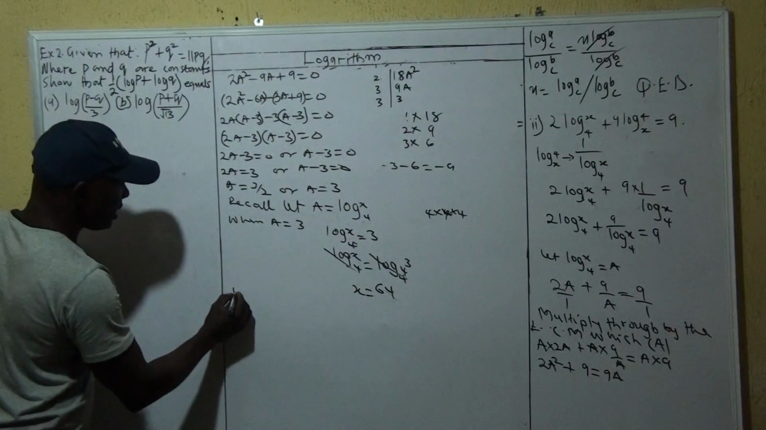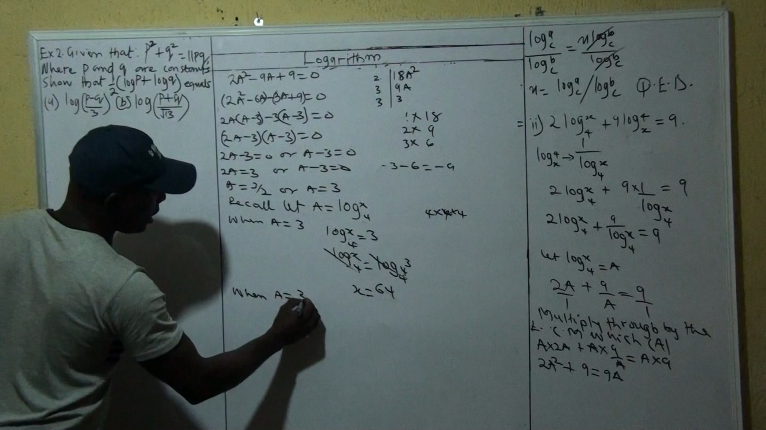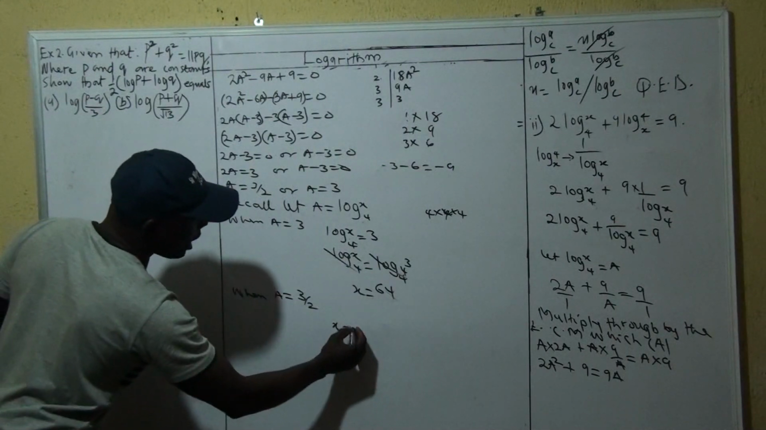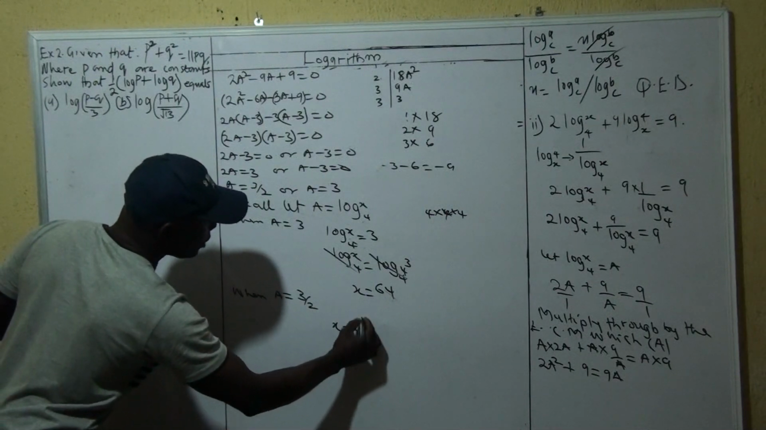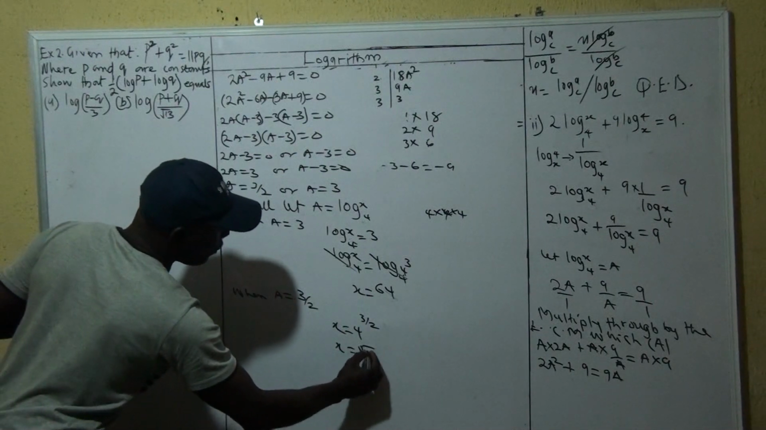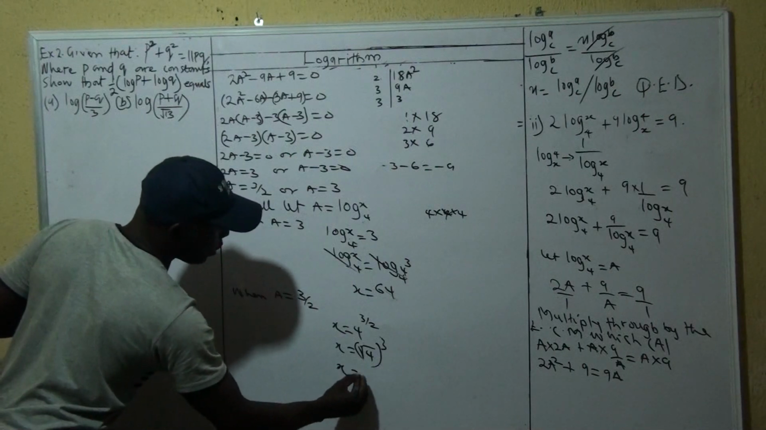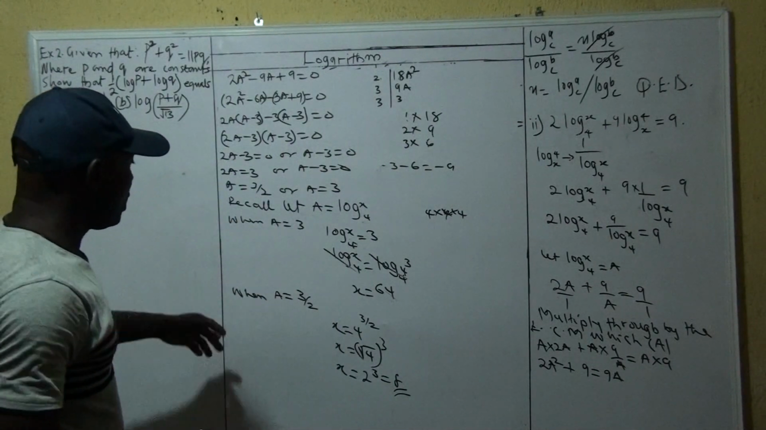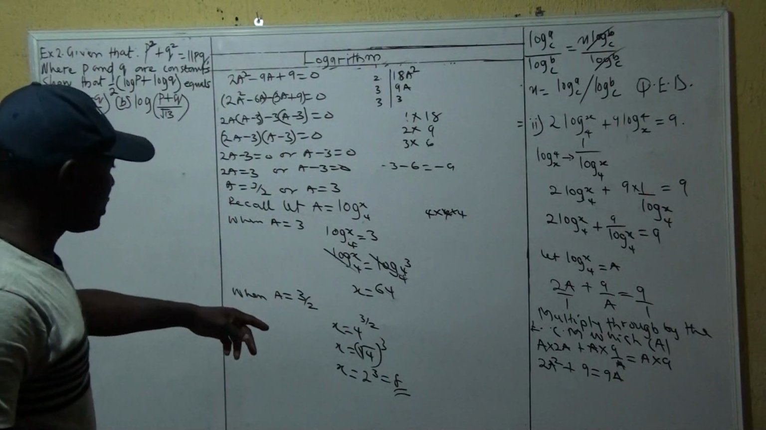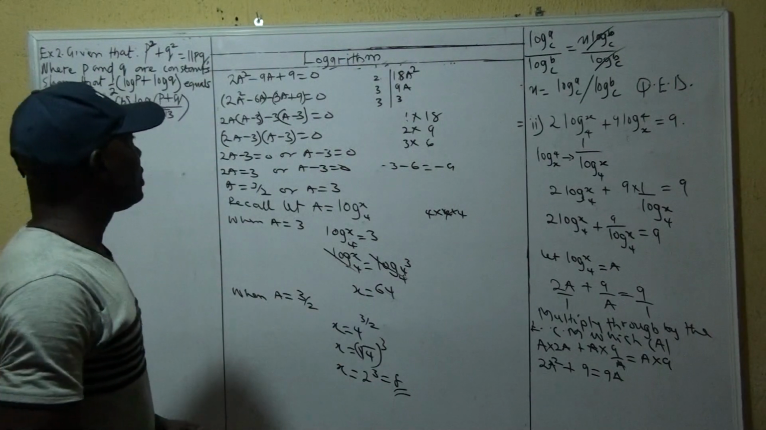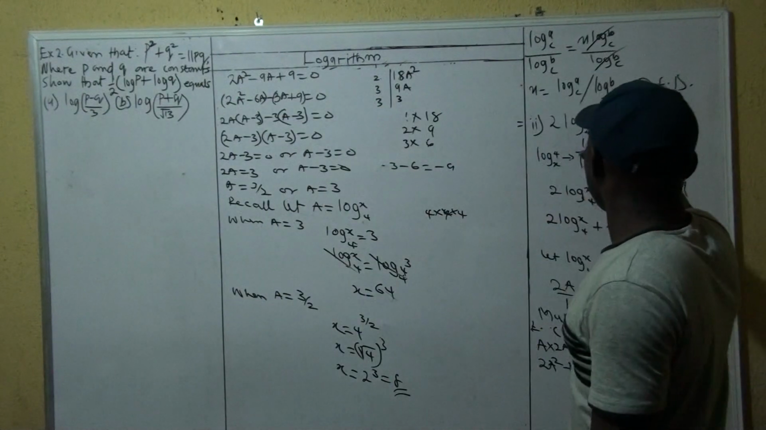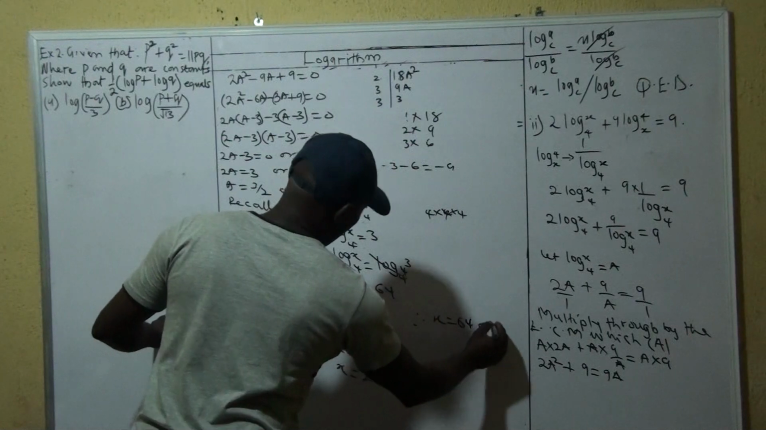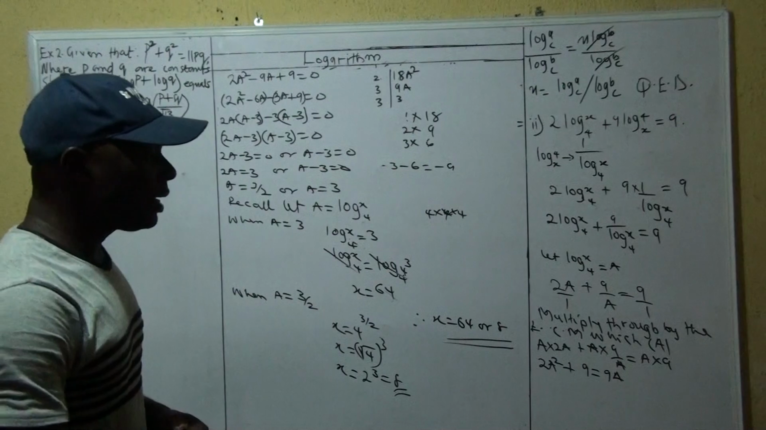So let's look at when a is equal to 3 over 2. It means that x will be 4 raised to the power 3 over 2. And this becomes the square root of 4, from indices, raised to the power 3. So x is equal to 2 raised to the power 3, and that will give us 8. So the positive value of x is either 8 or 64. These are the two values of x. Therefore, x is 64 or 8. They both satisfy the equation.